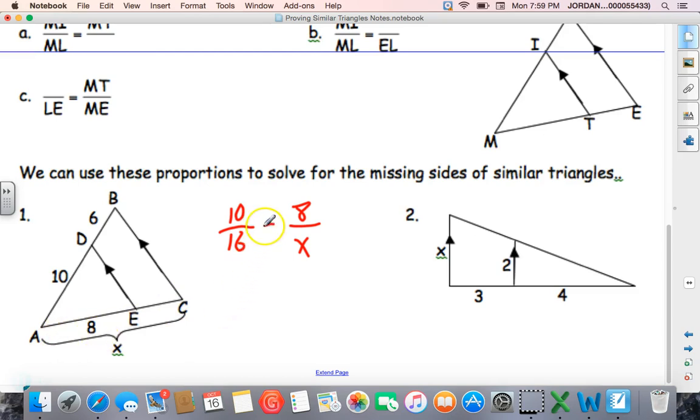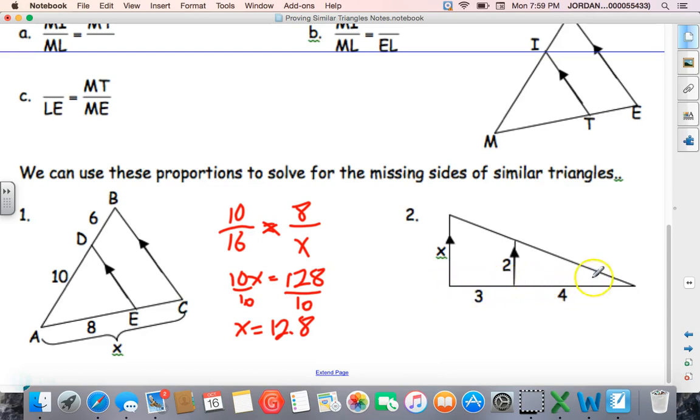So that's x. So now we cross multiply. 10 times x is 10x. And we do 16 times 8. 16 times 8 is 128. And divide by 10. And divide by 10. So x is going to be 12.8. Okay, this length from here to here is 12.8. Alright. So let's do another one, number 2 right here.